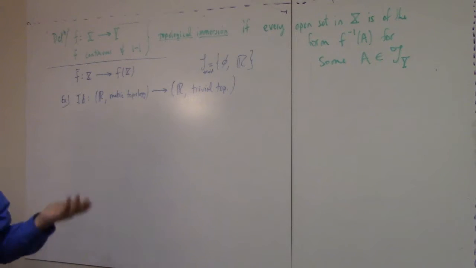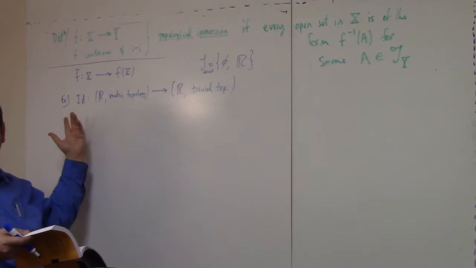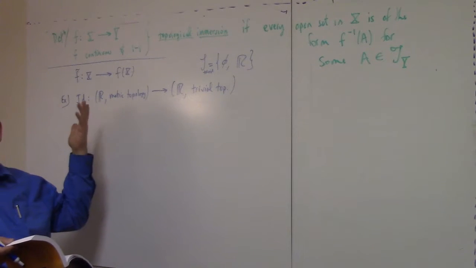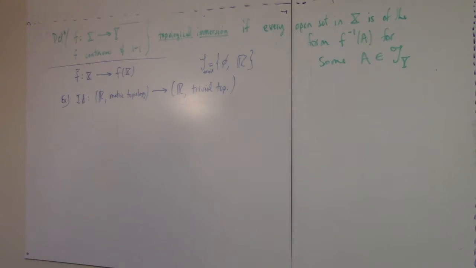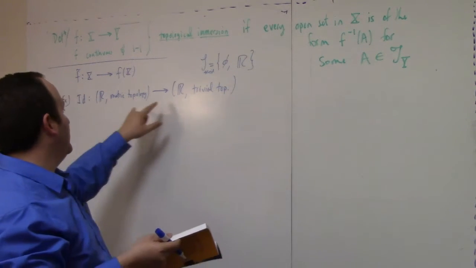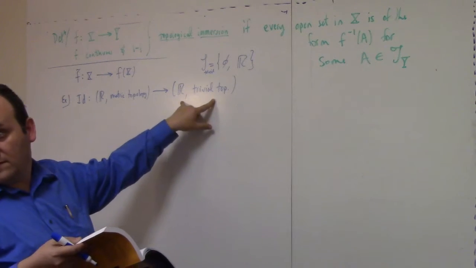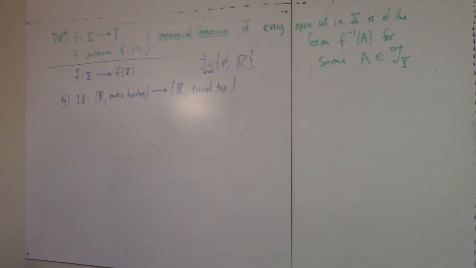So the identity is continuous, and it's also one-to-one: set theoretically, if identity of A equals identity of B, then certainly A equals B. But we definitely do not have that every open set over here is the inverse image of some open set over there. So this is an example of a continuous injection which is not a topological immersion.